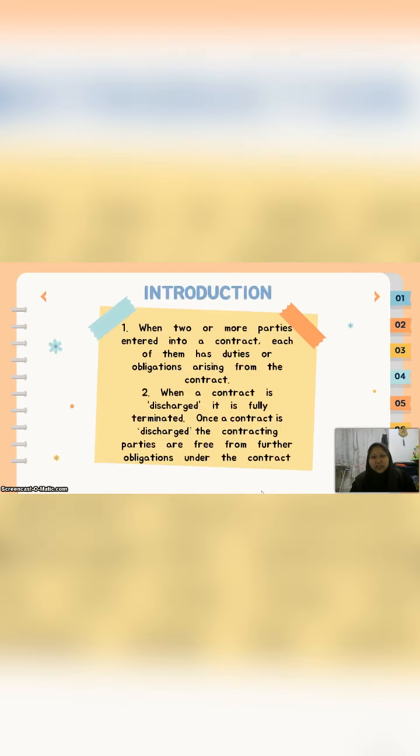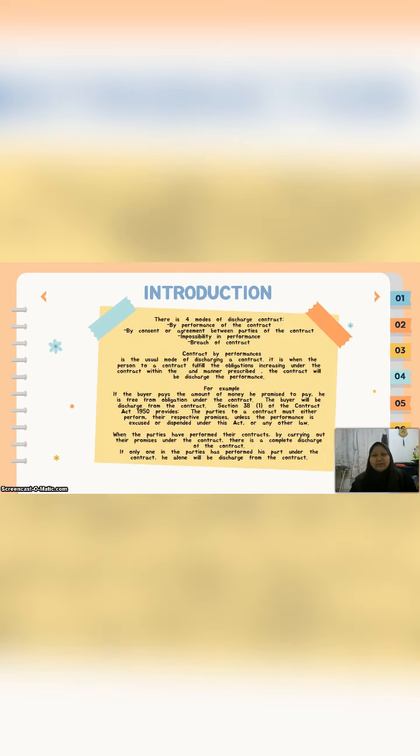Discharge of contract. When two or more parties enter into a contract, each of them has duties or obligations arising from the contract. When a contract is discharged, it is fully terminated. Once a contract is discharged, the contracting parties are free from further obligations under the contract. There are four modes of discharge of contract.